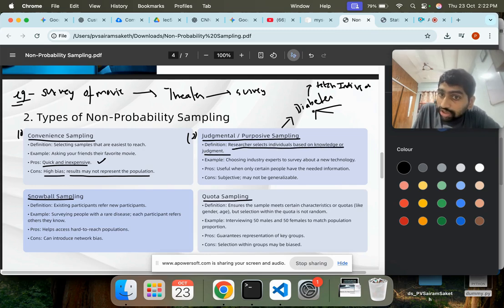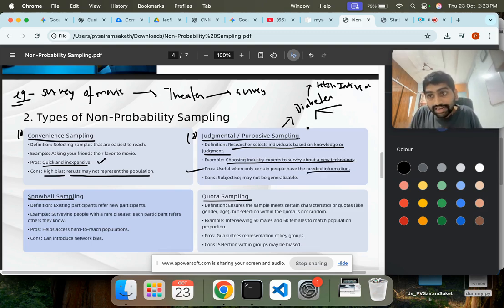So here the doctor is selecting the patient based upon the symptoms. Let's say choosing an industry expert to survey about a new technology. But here the advantage is the doctor will get all the needful information, but he cannot generate medicine because he's studying for the first time. Unless and until he gets mentorship from a senior doctor, he cannot give the medicine. This is the con of this particular thing.